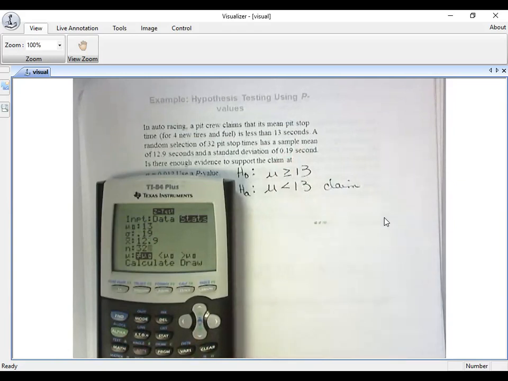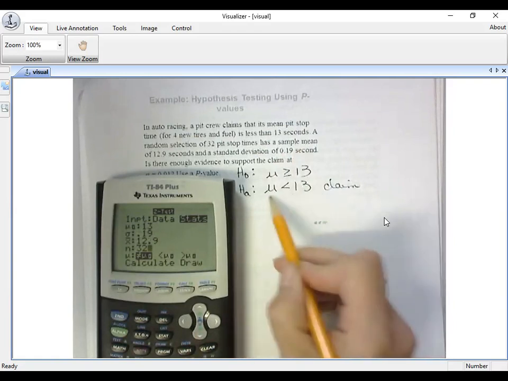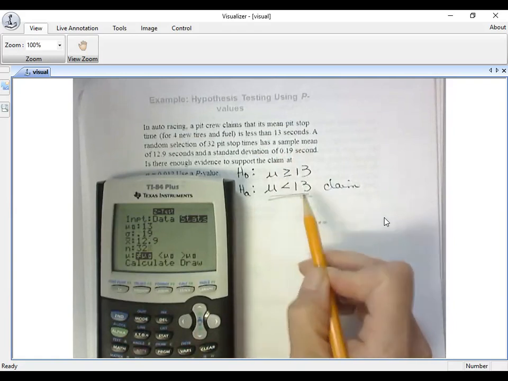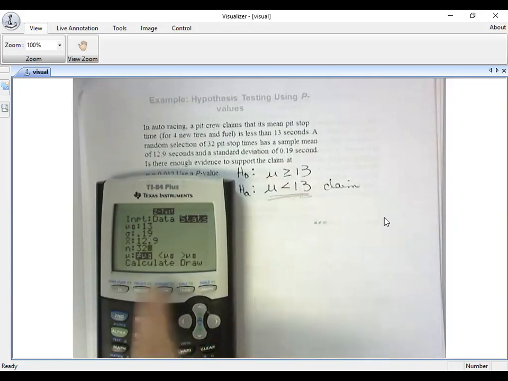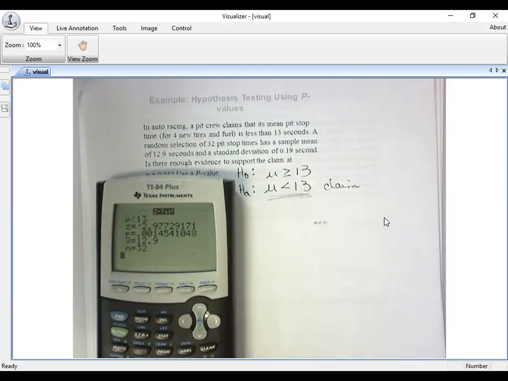Now, look at what's coming up. You have to choose what kind of test you're running. That's based on looking at what? The alternative hypothesis. So what kind of test would this be? Do I choose this one, or this one, or that one? Which one do I need? The middle one, the one that's less than. So that's the kind of test that I'm going to run. I just match the symbol that's in the alternative hypothesis. Arrow down to calculate, hit enter, and look at all this information it tells you, okay?